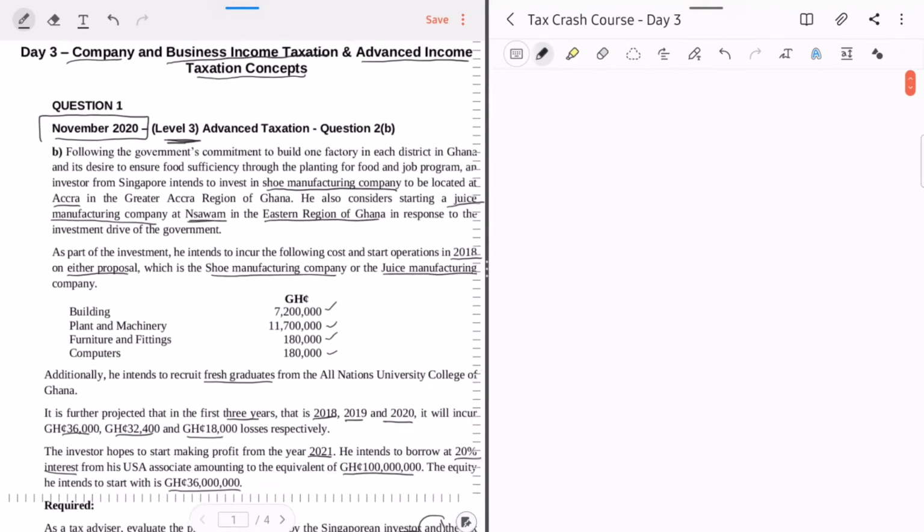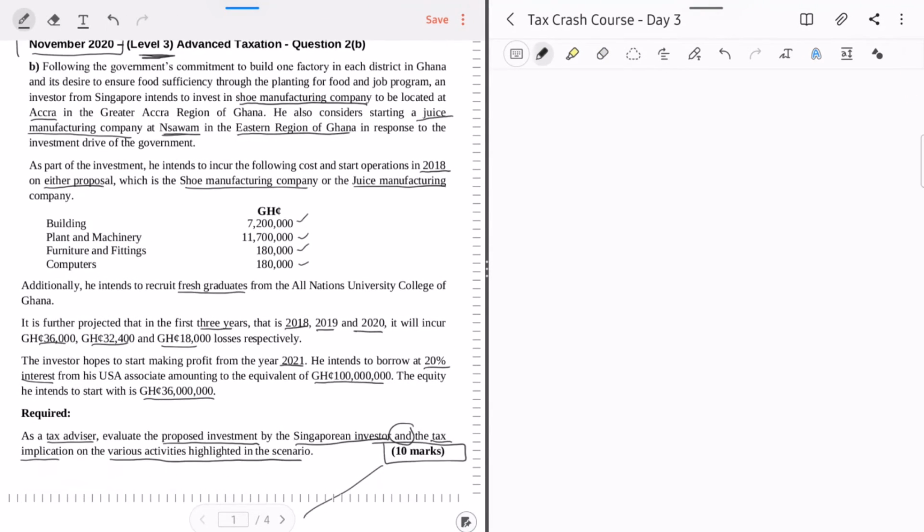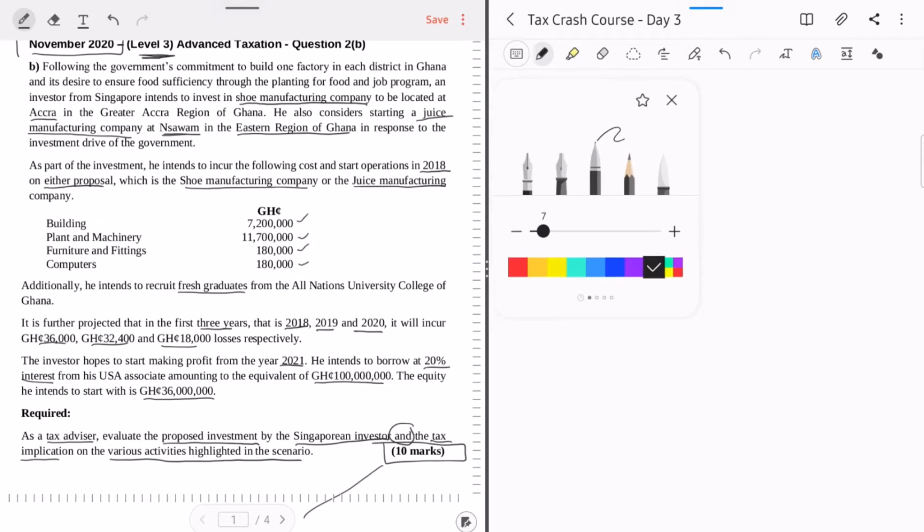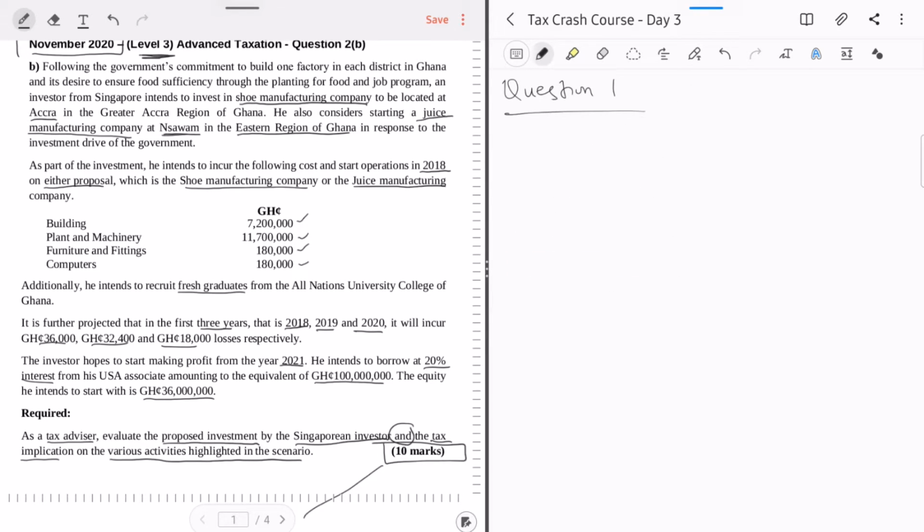So here, let's start. The question is saying, evaluate the proposed investment. So this is question 1. So give me a second. Okay. So we say evaluation of proposed investment and tax implications.